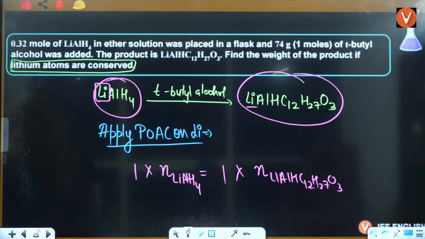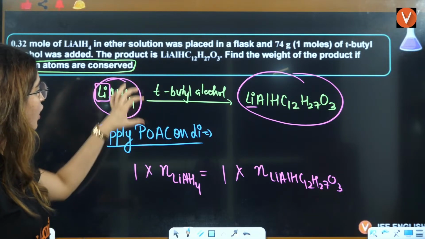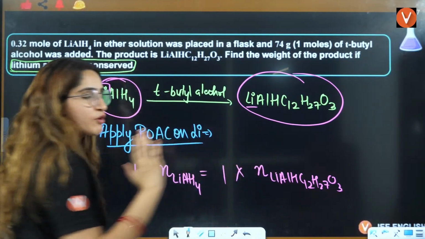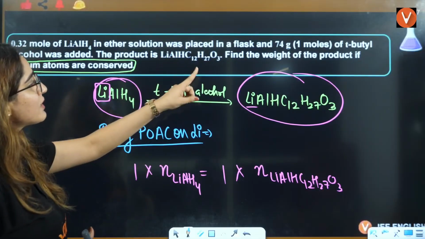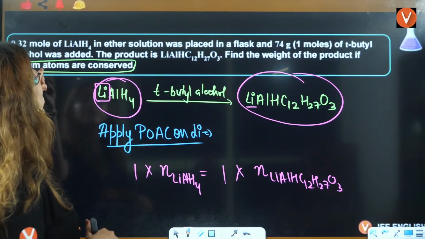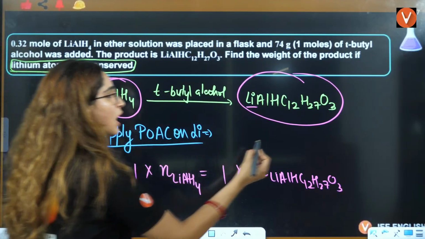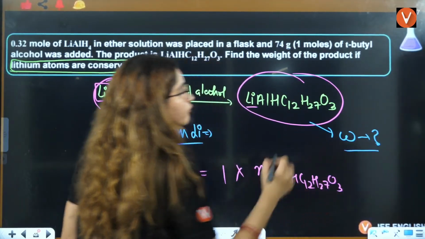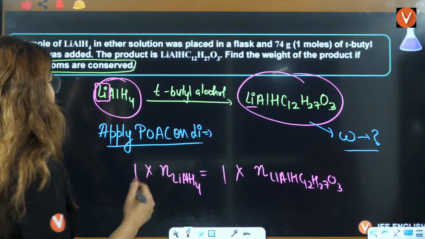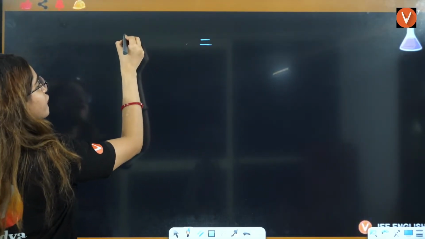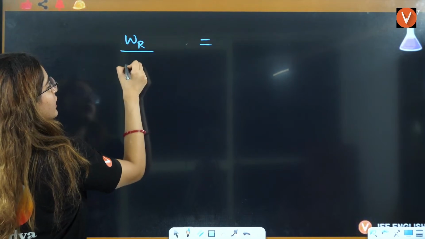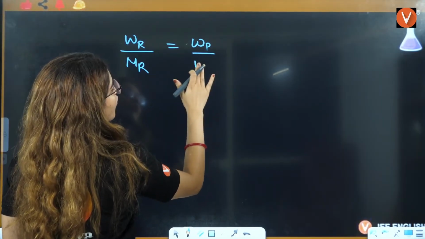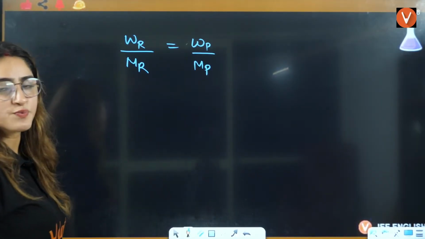Yes, everybody. Now we are going to apply the POAC here, right? This number of moles is equal to this number of moles here. Now, what they're saying is, what is the weight of the product if lithium atoms are conserved? Weight of the product means you have to find the weight of this product here, right? So the simple thing is to write the weight of reactant divided by molar mass of reactant is equal to weight of product divided by molar mass of product, right? In this way you can solve this.